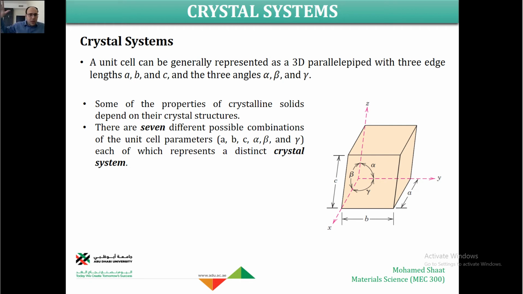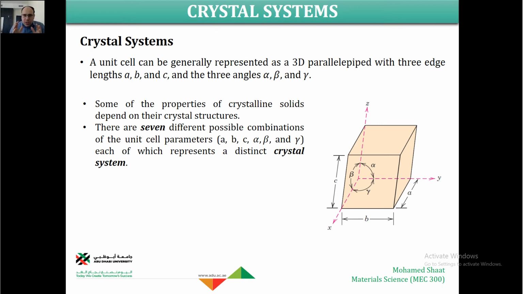The same things that we already discussed for these three crystal structures can be applied to any other crystal structure. But the question is, how many crystal structures do we have in general? Actually, we have in general 7 crystal systems. Every one of these systems contains a set of different crystal structures.